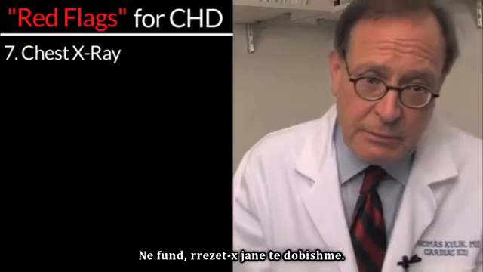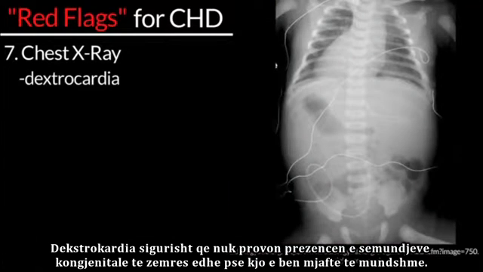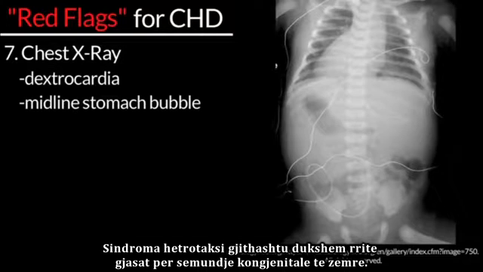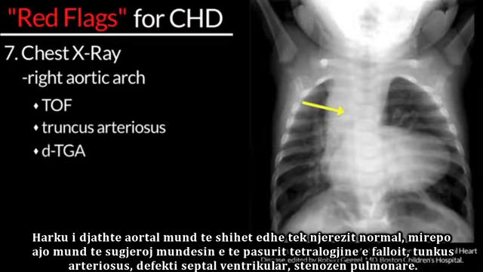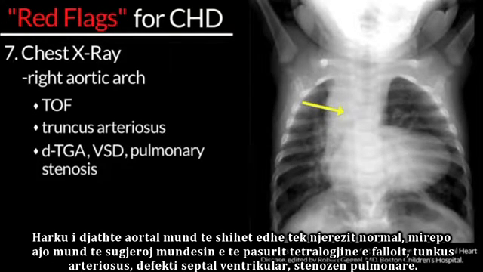Finally, the chest X-ray can be helpful. Certainly dextrocardia doesn't prove the presence of congenital heart disease, although it makes it quite likely. A midline stomach bubble, as one sees with heterotaxy syndromes, also markedly increases the likelihood of congenital heart disease. A right aortic arch can be a finding in a normal person, but it also suggests the possibility of tetralogy of Fallot, truncus arteriosus, or transposition VSD pulmonary stenosis.